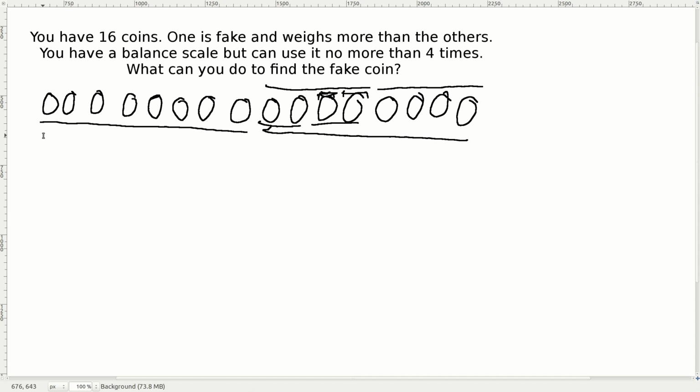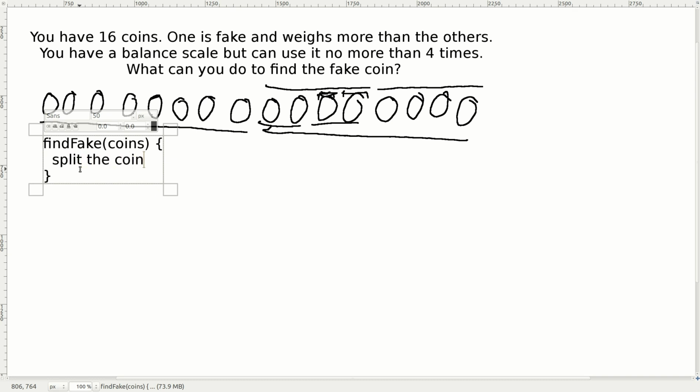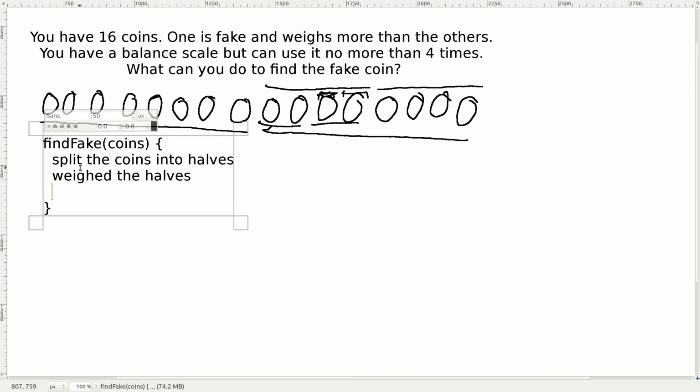What we are going to focus on is the actual approach and thinking about what it means to take an approach like that. So we'll call it find fake, and it's given some set of coins. And when we're given that set of coins, what did we do? Well, we split the coins into halves. We weighed the halves. And we repeated the process on whichever half was heavier. So we could represent that as calling find fake on the heavier half.